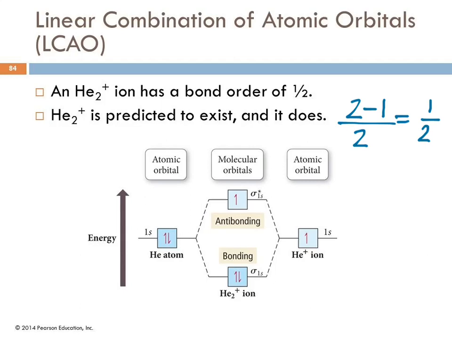So the bond order predicts that the He2 plus ion exists, and in fact it does. It's not something we use a lot in general chemistry, but it does exist. Any questions? The bonding and anti-bonding, because 1 electron from the He atom and then 1 electron from the ion go together? That's a good question.